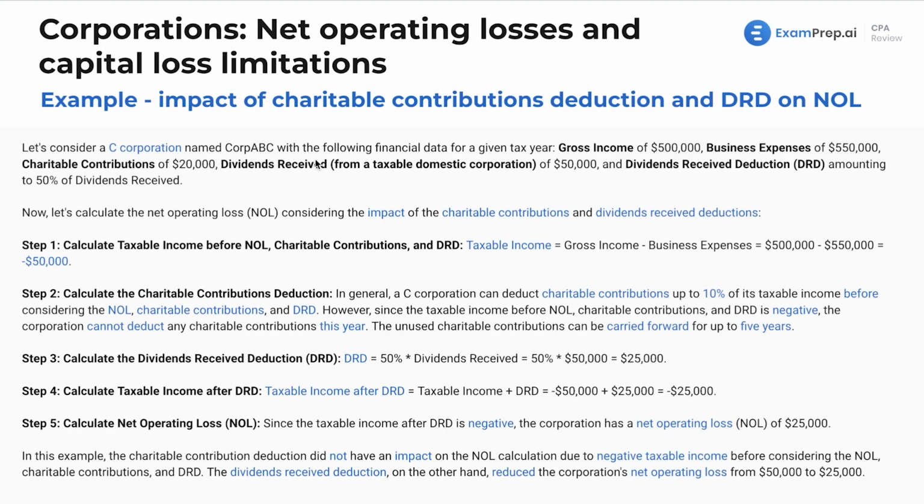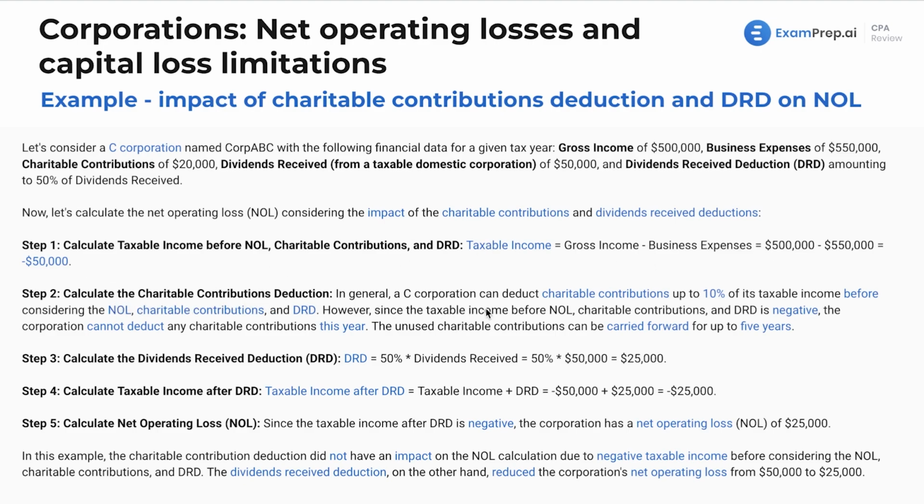So we got Corp ABC. It's got the following financial data: gross income, business expenses, charitable contributions, dividends received, and the DRD. Now let's calculate the net operating loss, which that one's pretty straightforward. We got a $50,000 NOL because we had more business expenses than gross income. Next up, we're going to calculate the charitable contributions deduction.